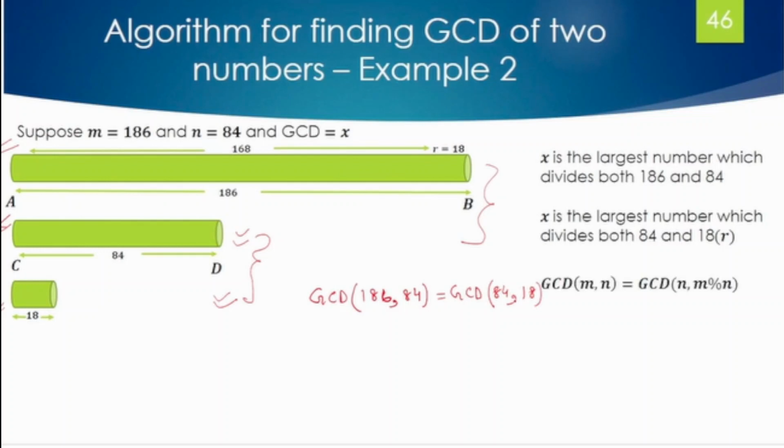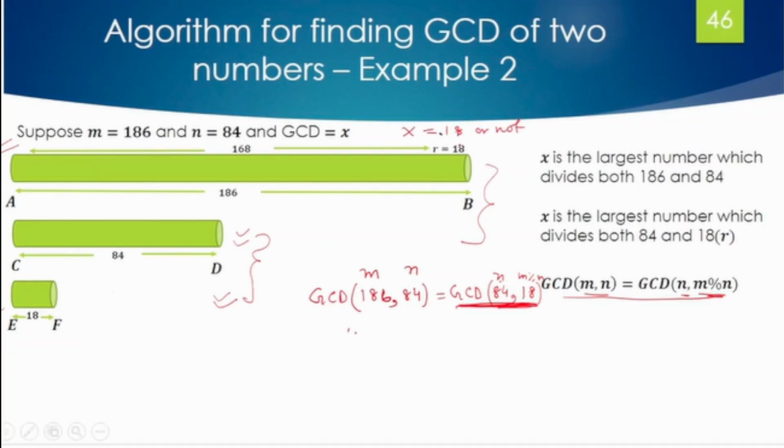So we can write it like this: GCD of m, n is equal to GCD of n, m modulo n. See here, this is what your m and n are, okay? And in the next iteration, this n will come here as the first argument and the second argument will be m modulo n. So this formula we will be repeatedly using in the further process. Therefore, next we need to check whether the value of x is 18 or not.